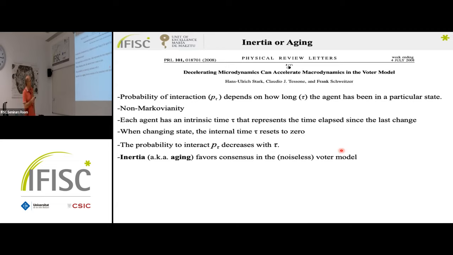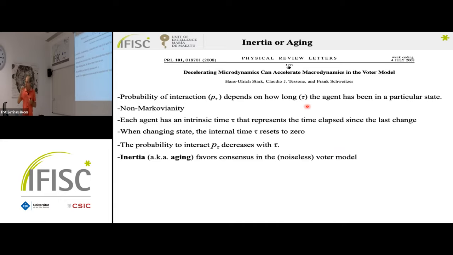As far as I know, this originated with the work by Stark de Sone, a student here at IFISC, and Frank Schweitzer. They introduced this idea they call inertia. We call it aging, but they call it inertia, and it's the same idea. The idea is that the longer you have been in one state, the more difficult it is for you to interact. So the probability of interaction, P of tau, depends on how long you have been in a particular state.